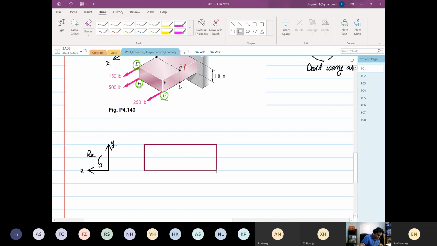So what we have over here, we have a force coming out at 150 pounds. We have another force coming out, 500 pounds. And then we have another force coming out. I'm drawing a dot. Dot means the arrow is coming towards you, right? So 250 pounds. And then we have our axes.